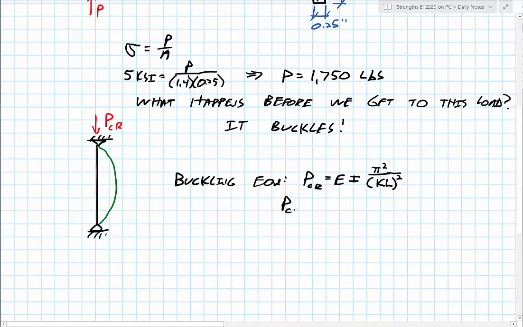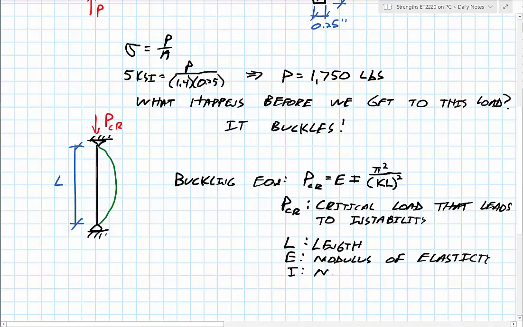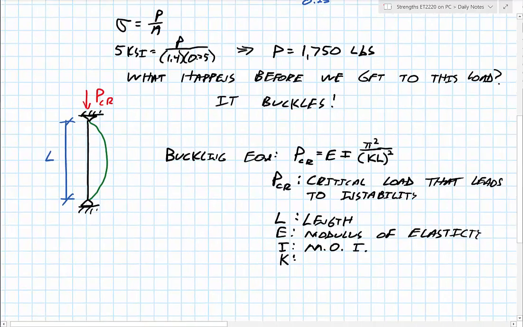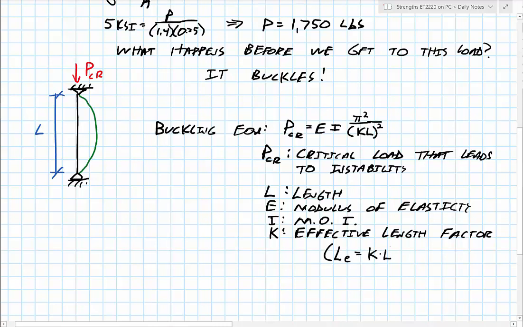So once again, P_cr is that critical load, and L is the length. Now I don't have it actually labeled on here, but it would be the length of our column. E is our modulus of elasticity. I is our moment of inertia. And K is the new variable we haven't seen before, and K is going to be called our effective length factor. And we have this thing called an effective length. You won't hear me use that term as much. An effective length is equal to our effective length factor times the length.